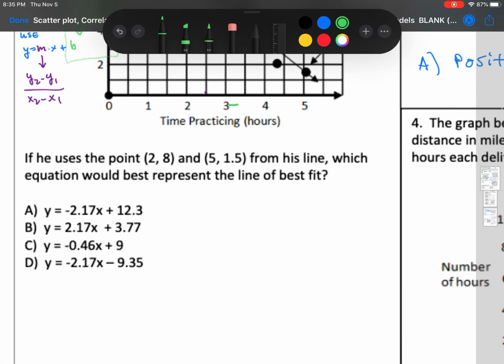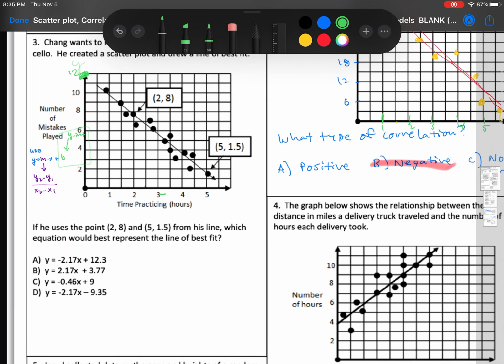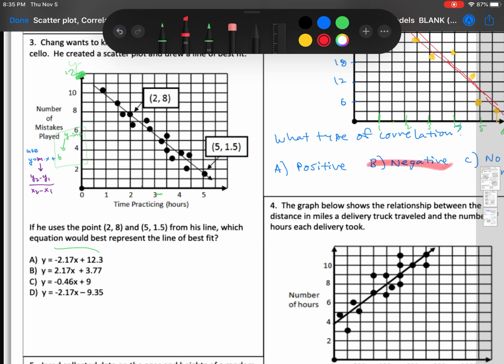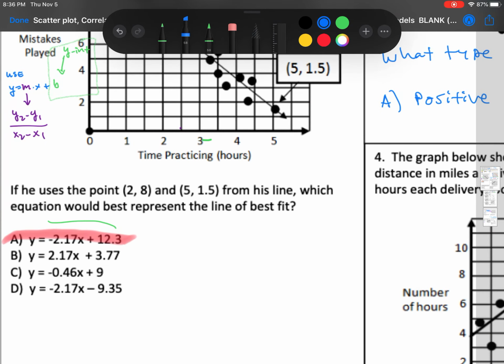So the only graph that possibly has a y-intercept of 12 is A, right? But let's prove it, because I gave you the formula for slope, which is y2 minus y1 over x2 minus x1. So I'm going to label these: x1, y1 represent the first ordered pair, and this is the second ordered pair. Let's see if we can do some magic here. Just going to copy and paste it down here.